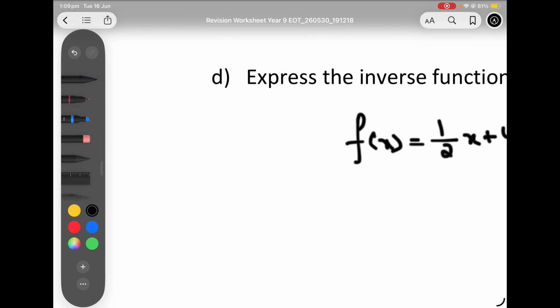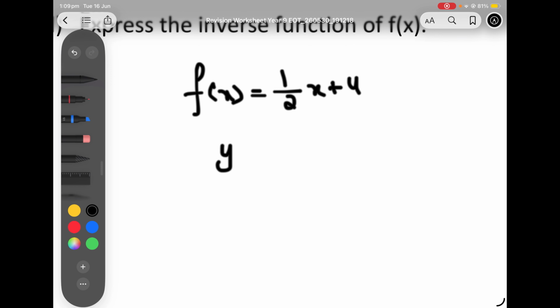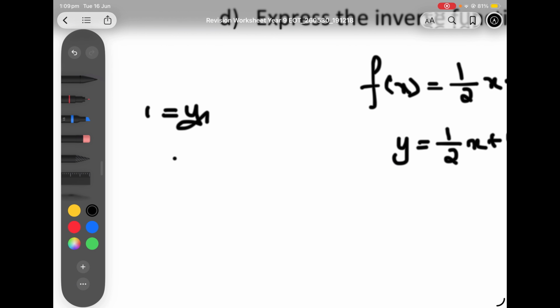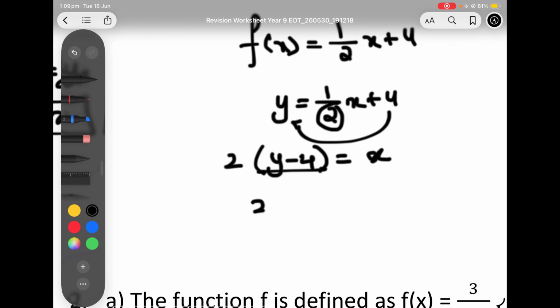The steps being, first equate it to y. So when you equate it to y, y is equal to 1 by 2 x plus 4. Then make x the subject. So you have to move everything away from here. It becomes y minus 4, and this 2 is in the denominator, so it goes towards the other side in multiplication. So it becomes 2 times y minus 4 is equal to x.